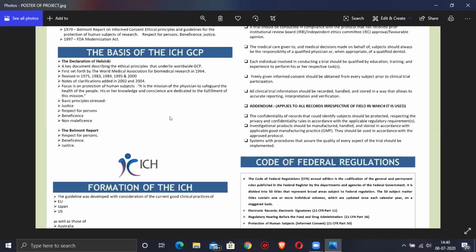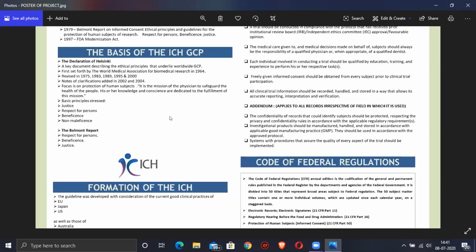It was set forth by the World Medical Association for Biomedical Research in 1964. It has been revised many times, and notes of clarification have been added up to 2004. The main focus of the Declaration of Helsinki is to keep in mind that the physician has to safeguard his subjects, whomsoever is related to research. His or her knowledge and conscience are dedicated to the fulfillment of this mission. So this was a core statement that the Declaration of Helsinki stressed upon.